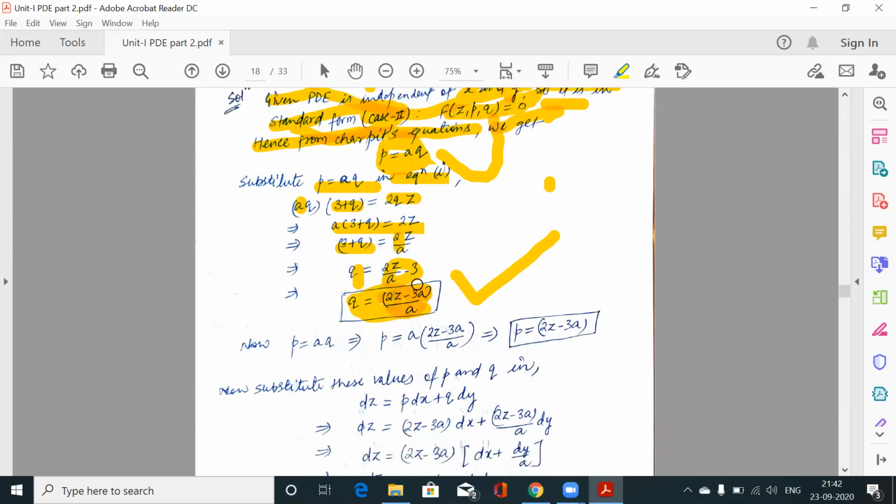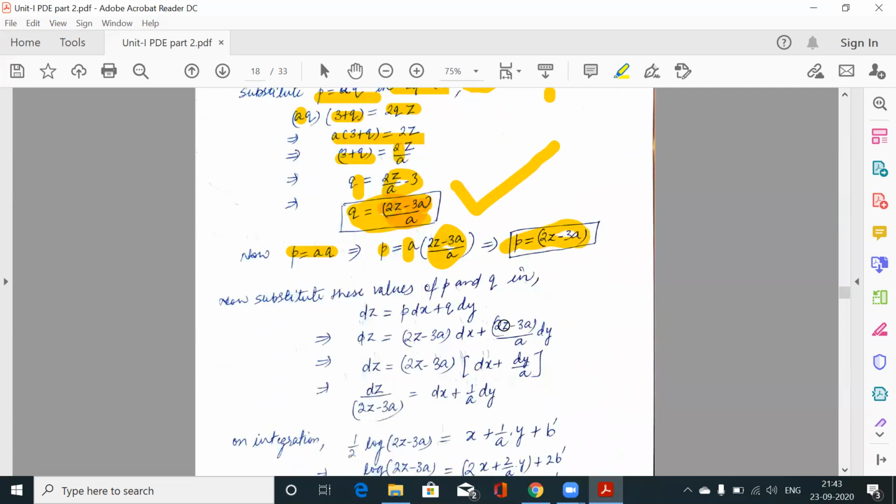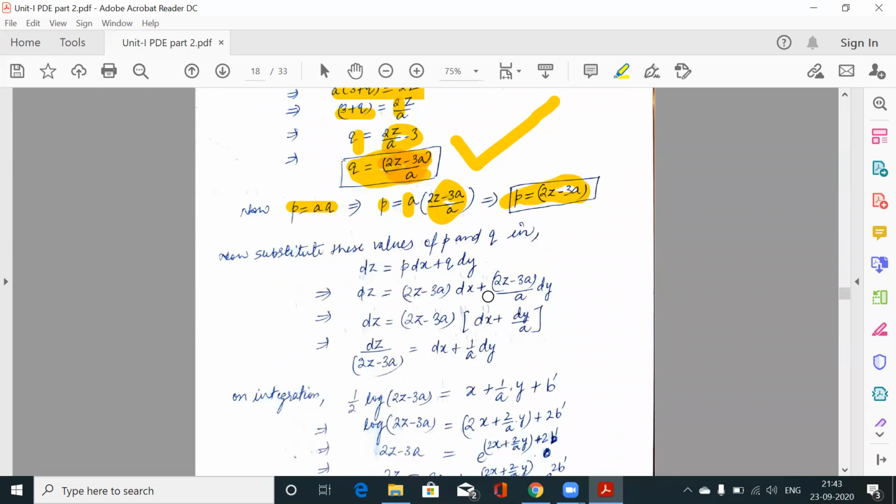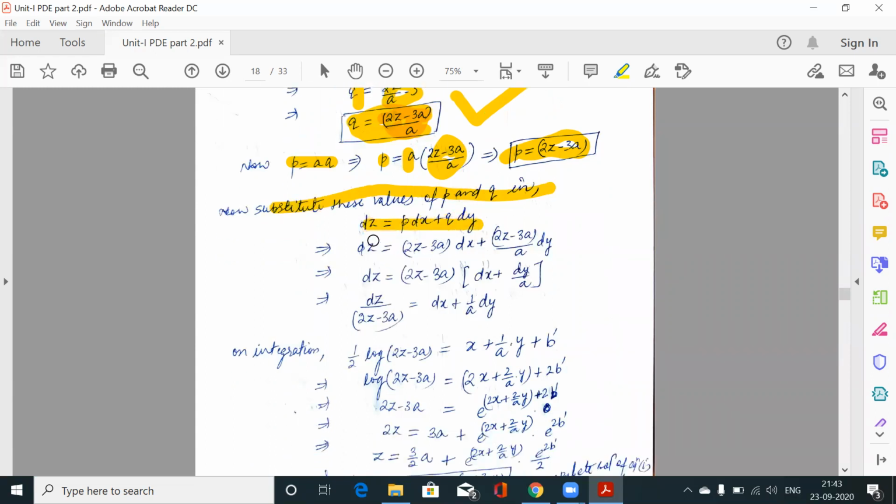Now what is P? Because again we have to calculate P in terms of the variables, not in terms of derivatives. P is equal to AQ will not help us in integration. So Q is this. Now substitute this Q in this relation, P is equal to AQ. So P is equal to A into the Q value. After solving, we get P is equal to 2Z minus 3A. So we have got the values of P and Q in terms of Z and a constant. Now substituting these values in dz is equal to p dx plus q dy, dz is equal to 2z minus 3a into dx plus 2z minus 3a upon a into dy.